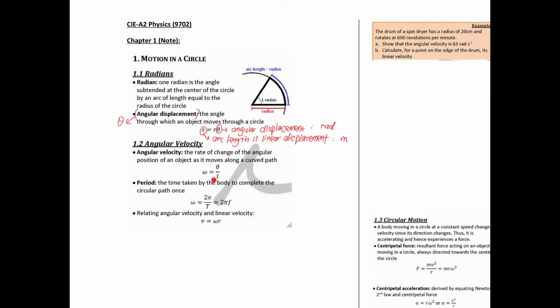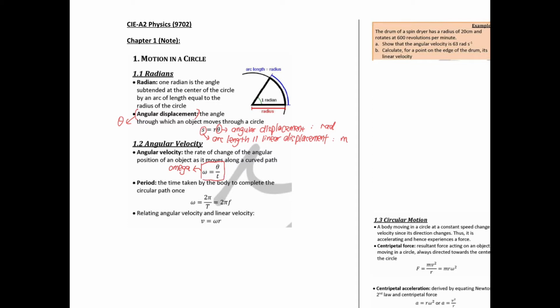So that's why we have this formula here. They use this special symbol which looks like W, but this is actually omega. Omega is the symbol for angular velocity, and so omega is equal to theta over time. Okay, so you take your angular displacement, you divide by time, then you get angular velocity. So this is a formula.